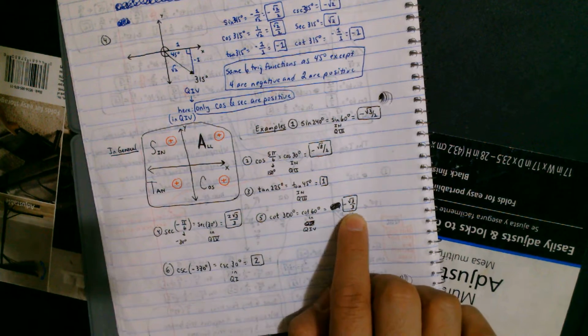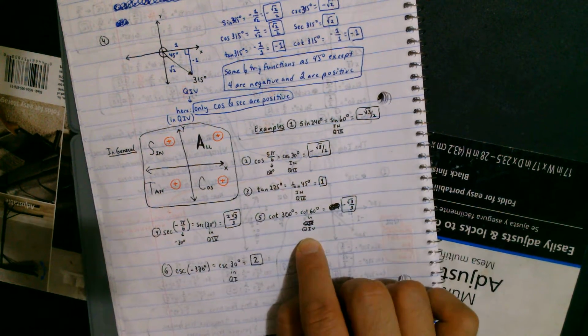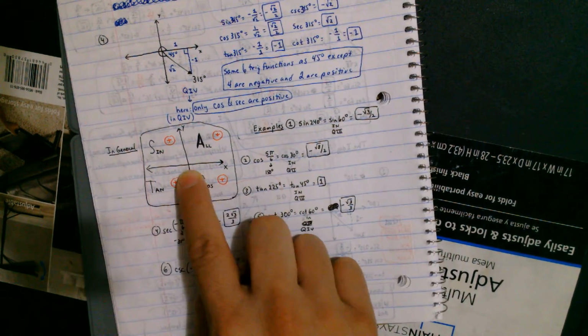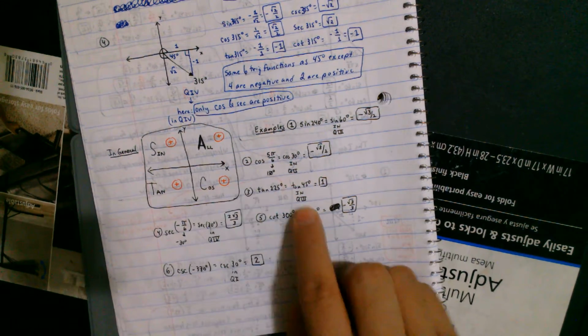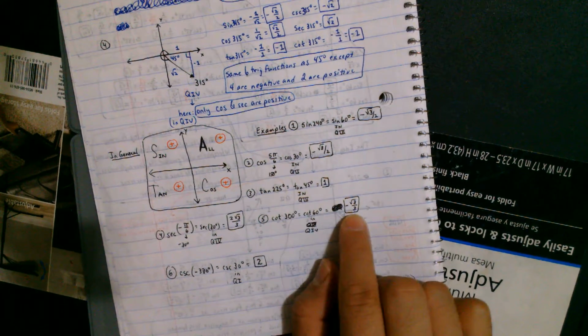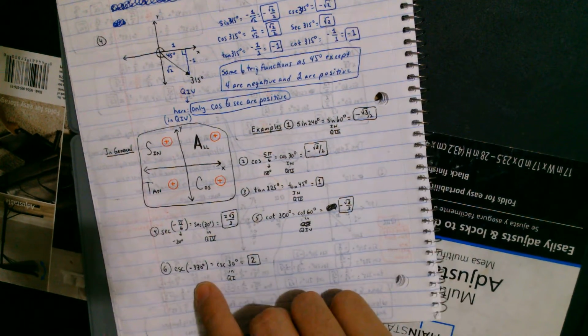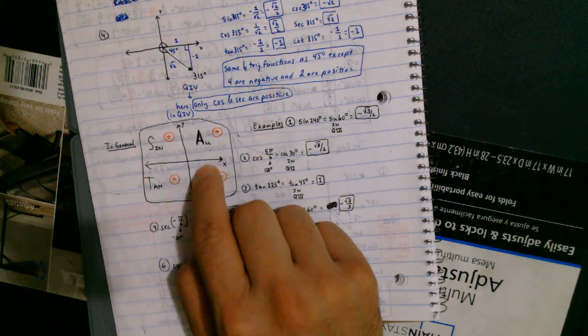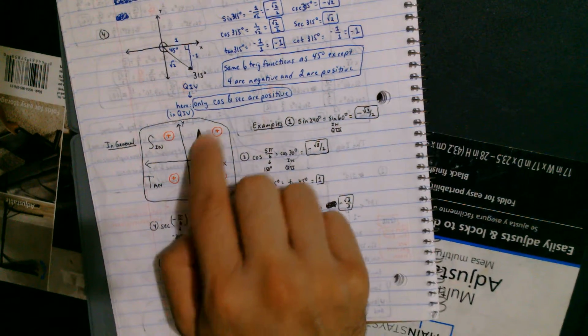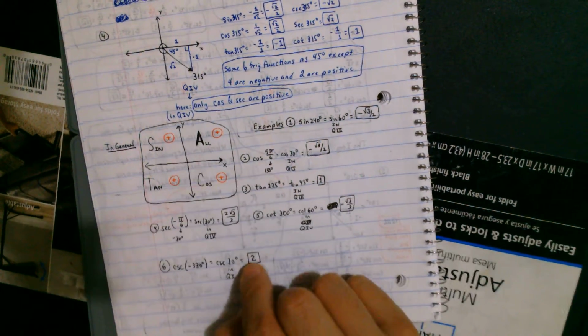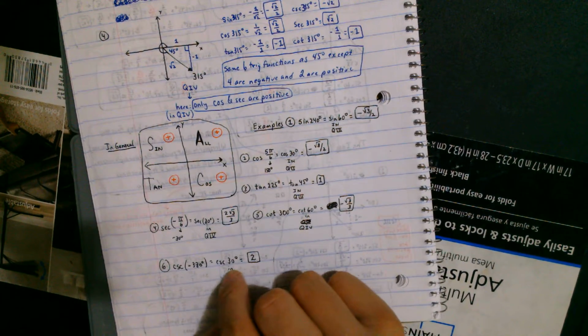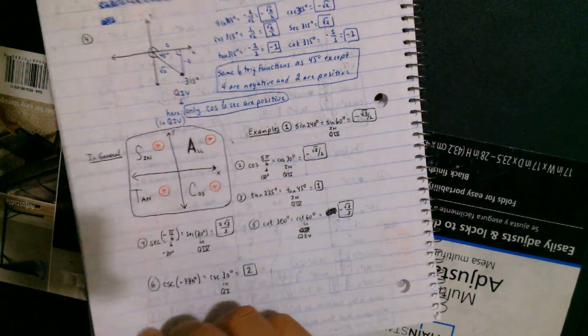Here, the negative is because it ends in quadrant 4. In quadrant 4, only cosine and secant are positive, which means cotangent has to be negative. And then cosecant of negative 330. Negative 330 puts you back in the first quadrant, so in the first quadrant all the answers are positive. I just have to go find cosecant of 30.